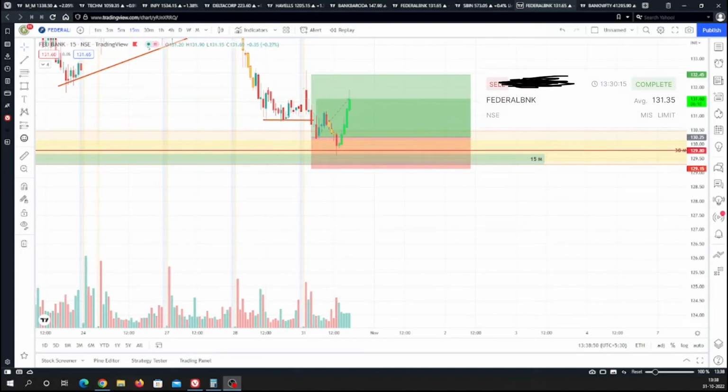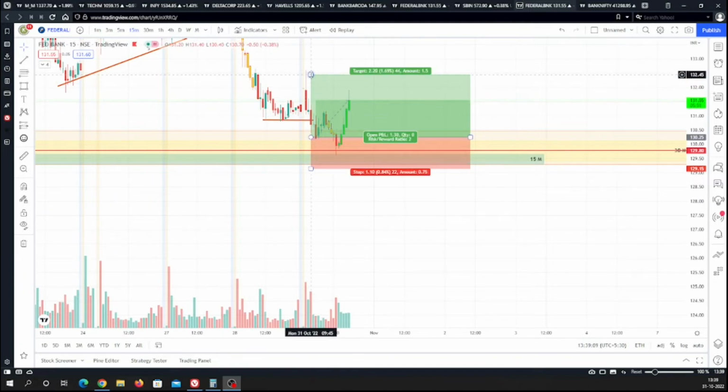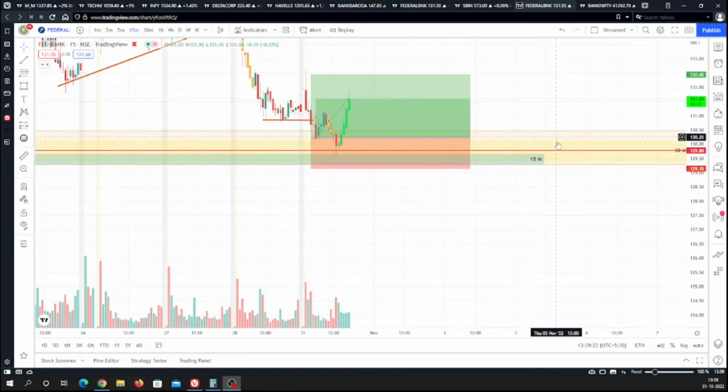So guys, as you can see here, our first target has been achieved, which is 1:1 risk reward ratio. I have closed half of my positions at 1:1, and I have kept my target at 1:2 ratio, which is a little bit lower than the day's high, and I have trailed my stop loss to the break even point, which is the price I entered, 130.25.